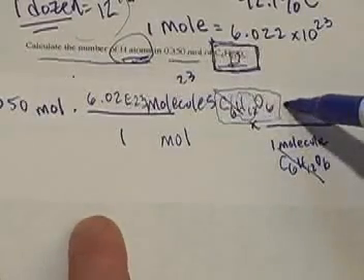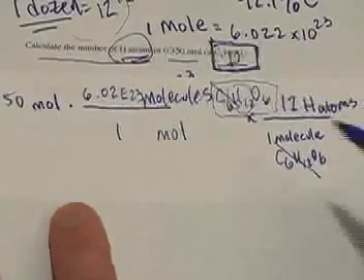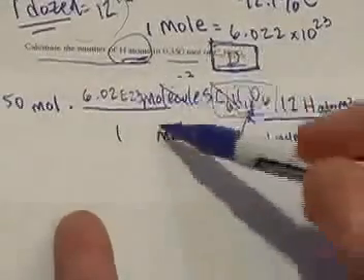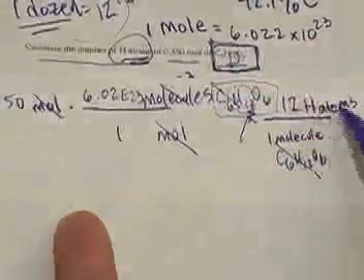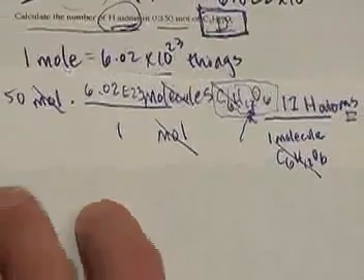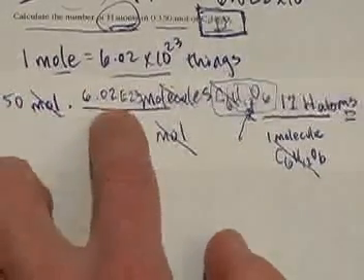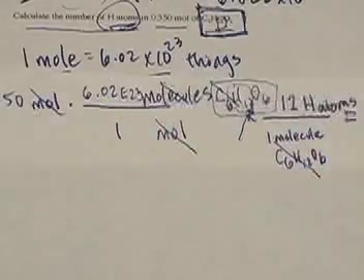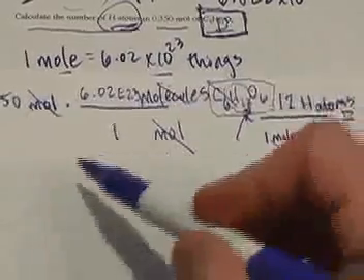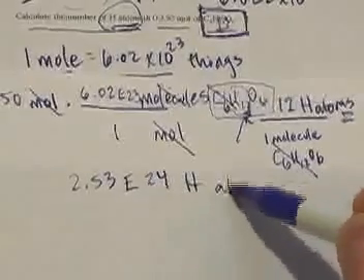There are 12 hydrogen atoms. Where did I get that 12 from? Well, there's a 12 right here below the hydrogen. Notice my molecules cancel with my molecules, my moles cancel with my moles, and I end up with hydrogen atoms right here. And if I multiply those together on my calculator, 0.35 times 6.02 times 10 to the 23rd times 12, I end up with 2.53 times 10 to the 24th hydrogen atoms.